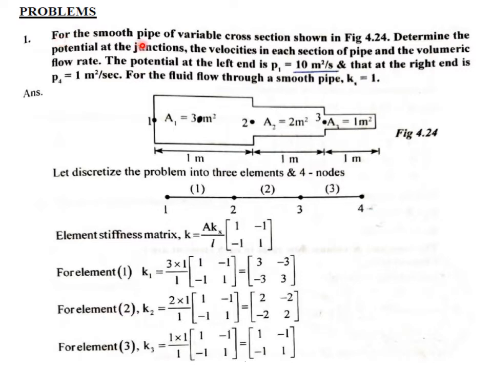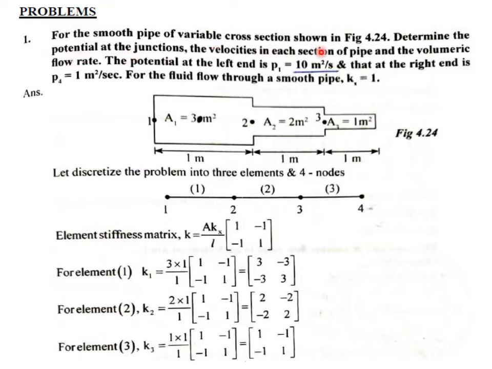So the first problem, what does it state? For the smooth pipe of variable cross section shown in figure, determine the potential at the junctions, the velocities in each section of the pipe and volumetric flow rate. The potential at the left hand P1 is equal to 10 meter square per second, and that at the right hand P4 is equal to 1 meter square per second. Find the fluid flow through a smooth pipe. Kx is equal to 1.